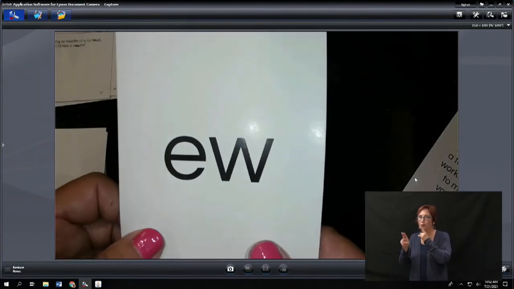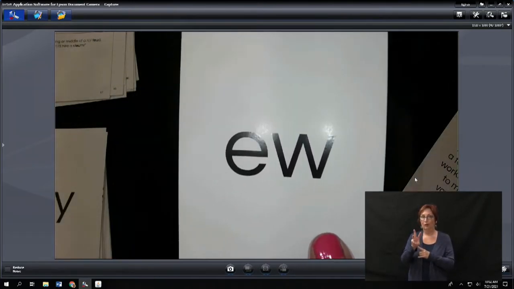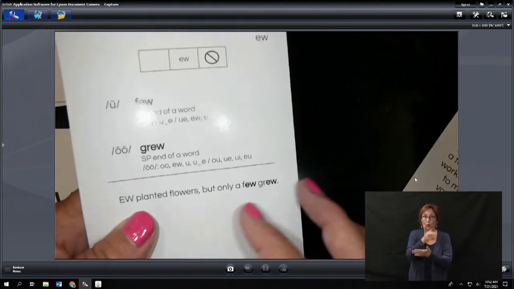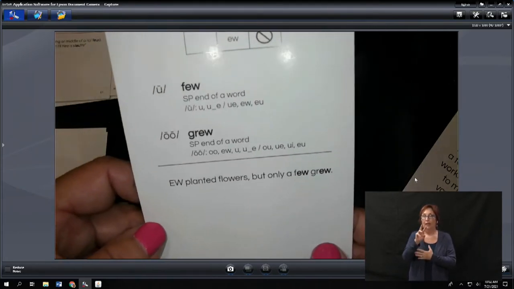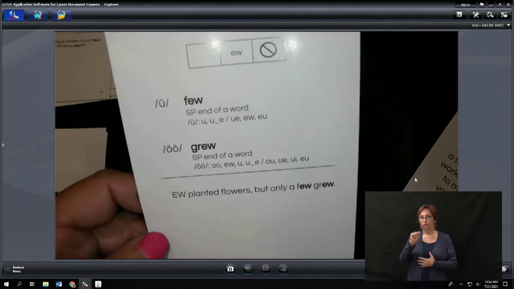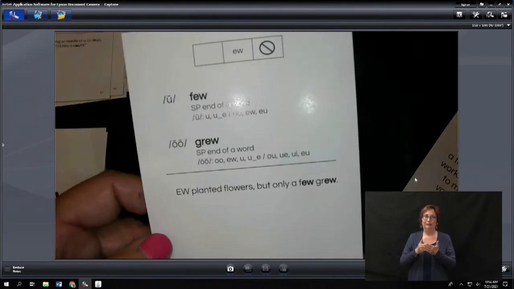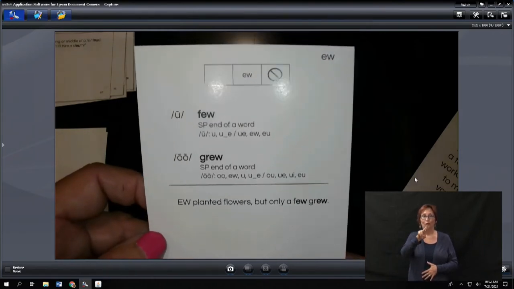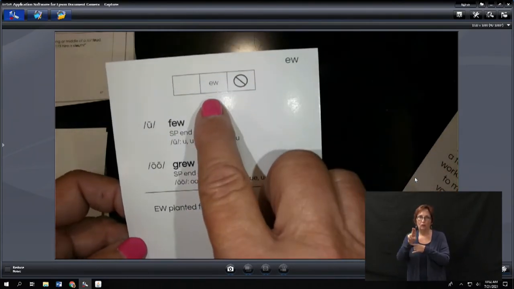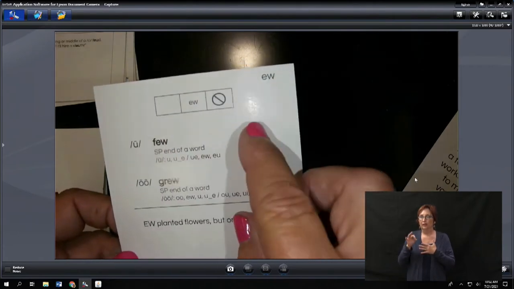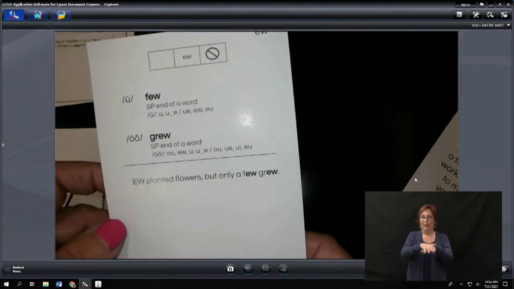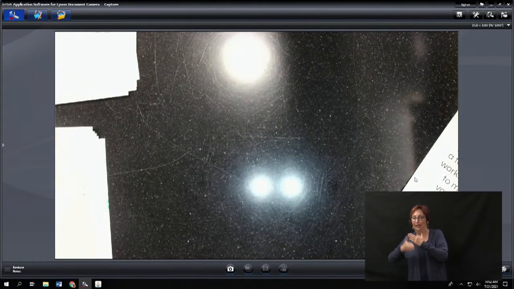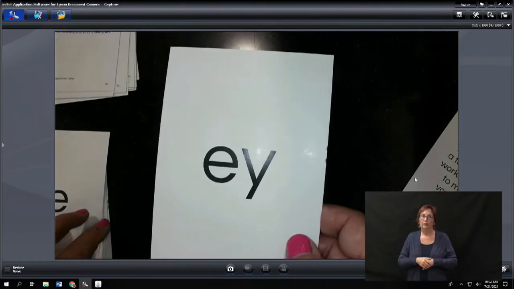EW, again, that's one that you teach the kids. They see the word new, and maybe that's few and new. And again, it's the long U sounds, U and U, as in few and grew. Notice right up here, if we're putting it in the blending deck, we don't put anything after it. It's going to be at the end of words.